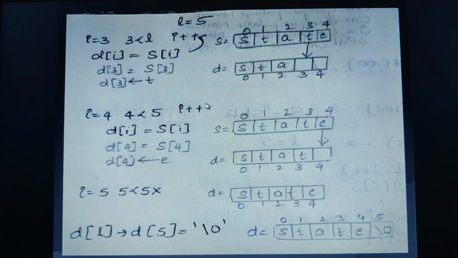Now after that, once I gets incremented, I reaches location 5. 5 is less than 5? The condition fails. Once this condition fails, we come out of the for loop and the control jumps to the next statement. What is there in the next statement? D of L. L actually, what is its value? That is 5, right? D of L, that is d of 5. Move the null character at this particular location. So in the fifth location, the null character will be placed.